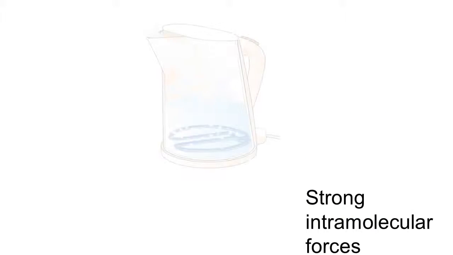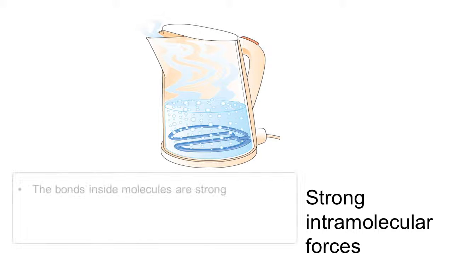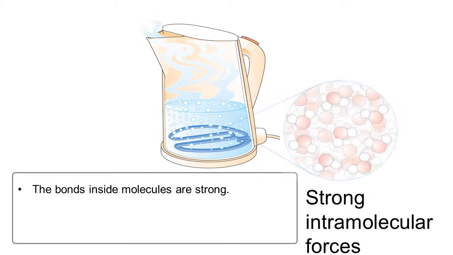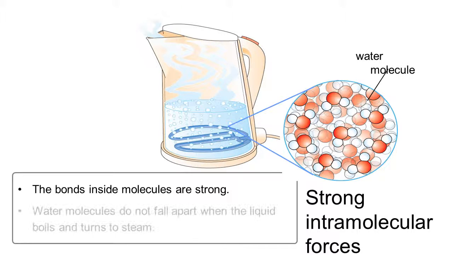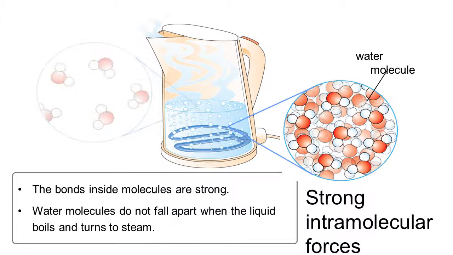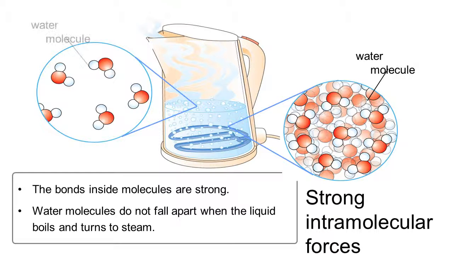Have a look at this. We've got water. When water boils, when it comes out of your kettle as steam, they're still water molecules. They haven't changed. No chemical reaction has happened. So what that tells you is the intramolecular bonds, so the ones between the actual atoms, between the 3 atoms themselves, are really, really strong.